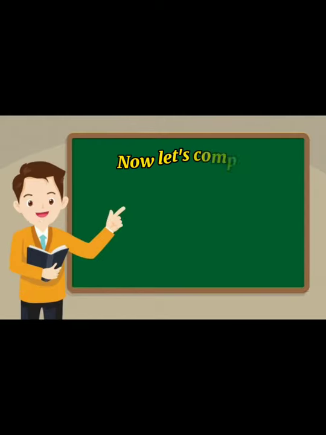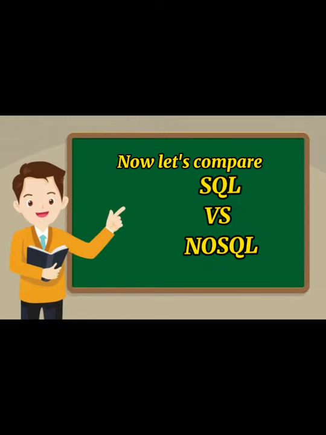Now let's compare the two, SQL and NoSQL. The first we will consider is the definition. SQL databases are primarily called RDBMS or relational databases. NoSQL databases are primarily called as non-relational or distributed databases.